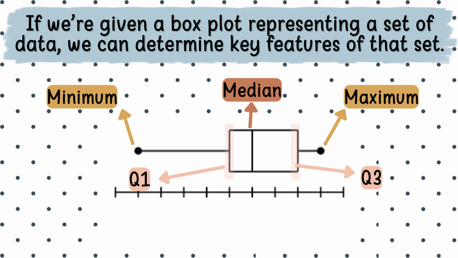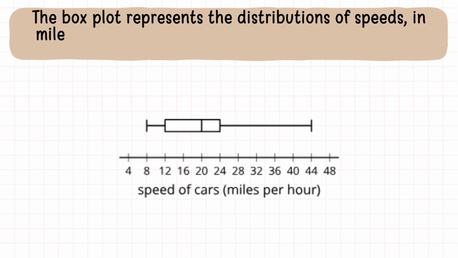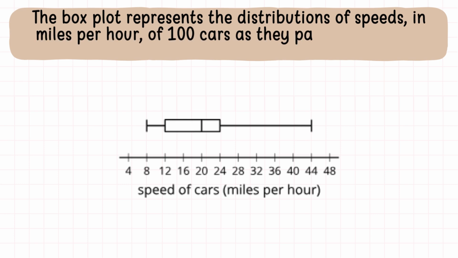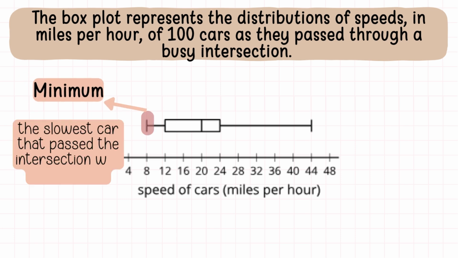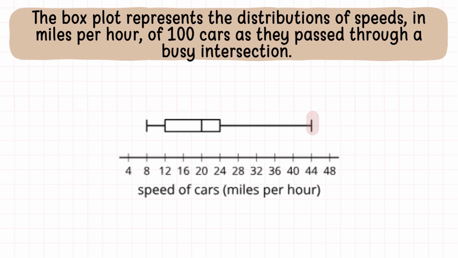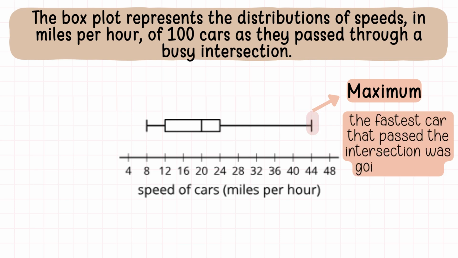So it's nice to know these values from a box plot, but it's also important to know what these values mean. So let's look at an example of what these values tell us. The box plot represents the distributions of speed in miles per hour of 100 cars as they pass through a busy intersection. The line on 8 represents our minimum, and this tells us that the slowest car that passed the intersection was going 8 miles per hour. The highest line on 44 tells us our maximum, and this tells us the fastest car that passed the intersection was going 45 miles per hour.